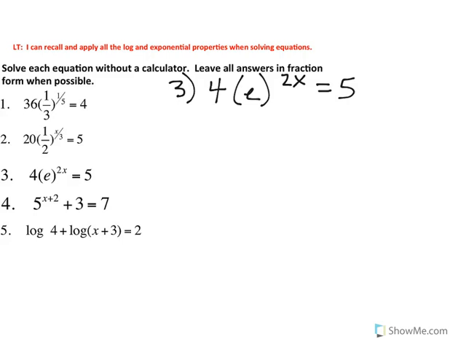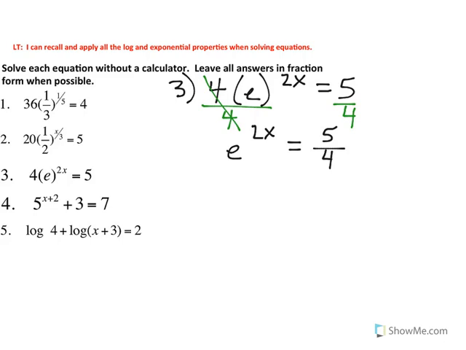I see there's a 4 sitting in front of my base. I want to get rid of that coefficient by dividing 4 away on both sides. And so I have e to the 2x power equals 5/4.